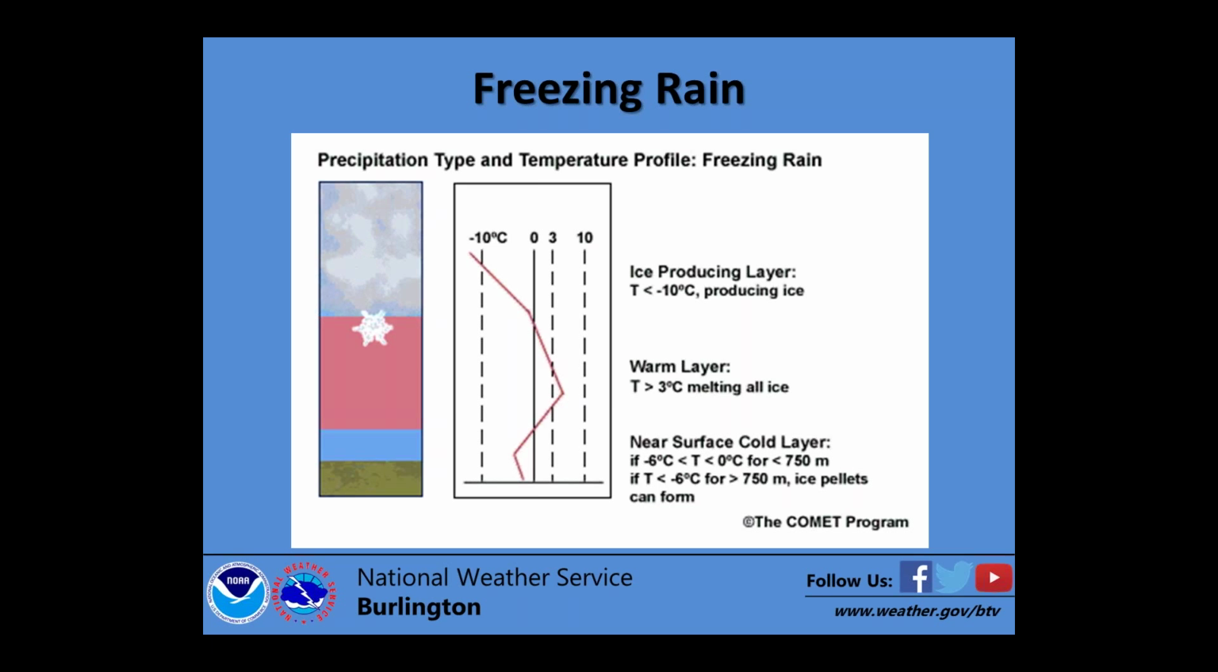And to reinforce that, looking at the temperature just to the right of that, the red line starts cold, reaches that 0 degrees Celsius mark. We have that warm nose, which is deeper and actually warmer than 3 degrees Celsius in this case, and then comes back down as you go closer to the ground, below freezing, but for a very shallow layer.